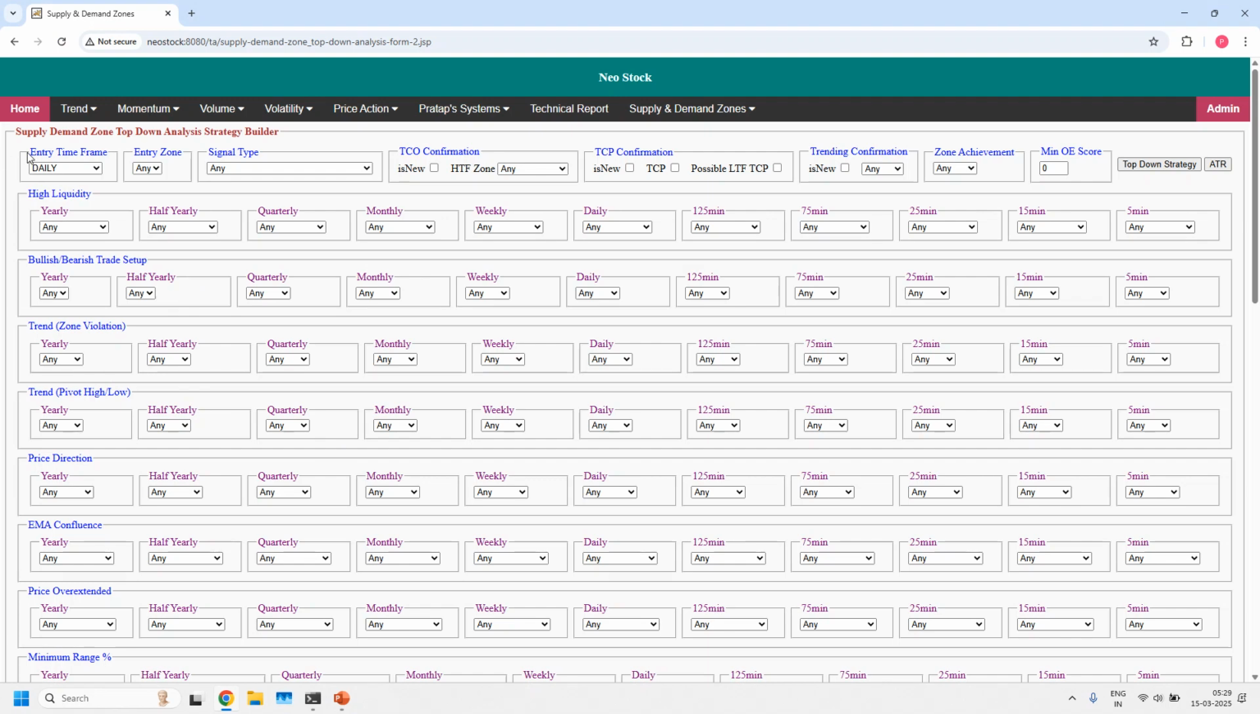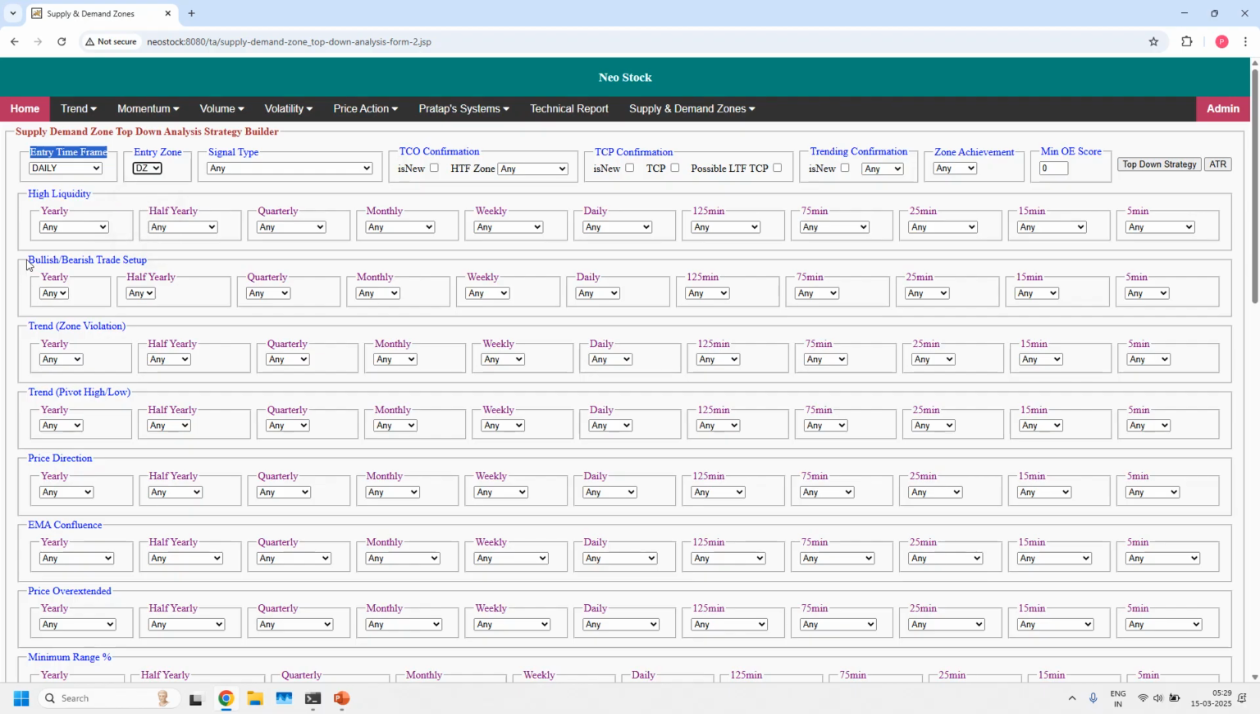In the entry time frame, always select your lower time frame. Lower time frame is also called entry time frame. Monthly income trade entry time frame is daily, so that's why we have selected daily. For bullish trade setup, the entry zone is demand zone. For bearish trade setup, the entry zone is supply zone. First, let us generate the bullish trade setup report. So I am selecting demand zone.